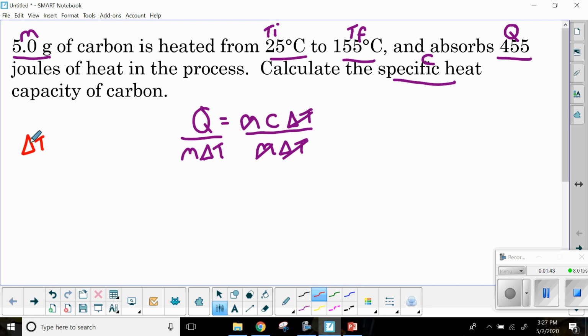Delta T, delta means change, that's the delta symbol, looks like final temperature minus initial temperature. And my final temperature was 155 minus my initial temperature of 25. And when I do my mental math here, I get 130 degrees change in temperature. So now I'm ready to fill in the blanks.